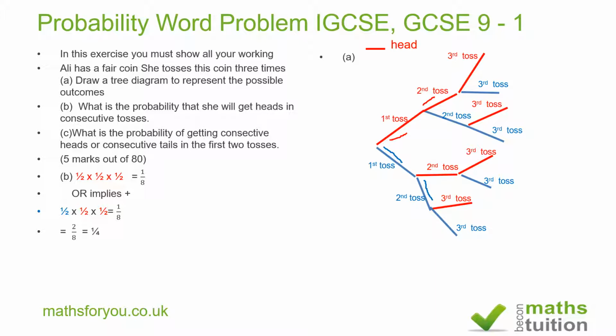So you're doing a half times a half plus a half times a half, and that is what we've got there. Now a half times a half is 1/4, and a half times a half is 1/4. 1/4 plus 1/4 will give you a half.